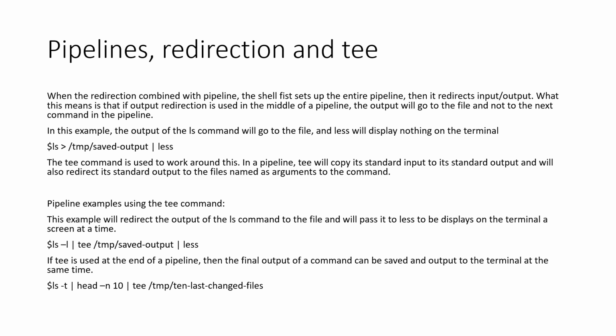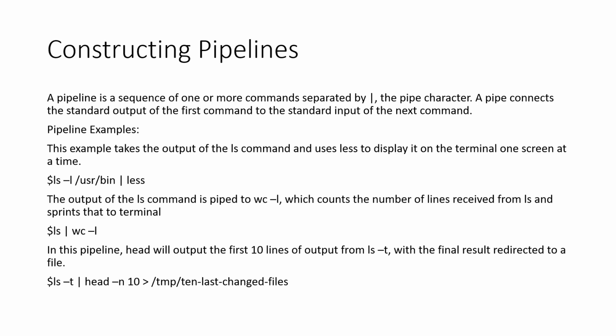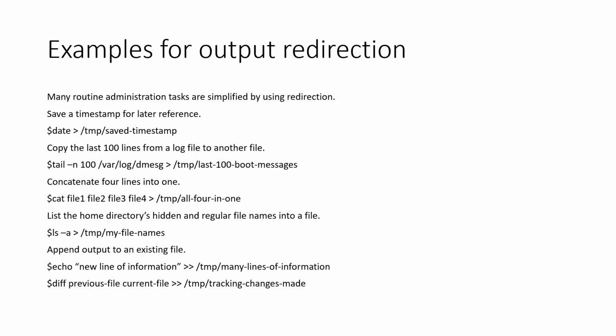Okay, the tee command is used to work around this. In a pipeline, tee will copy its standard input to its standard output and will also redirect its standard output to the files named as the arguments to the command. Okay, so we'll see these commands in the practical session. Okay, let's move to the next slide. Yeah, that's it. Okay, let's jump into the practical session.